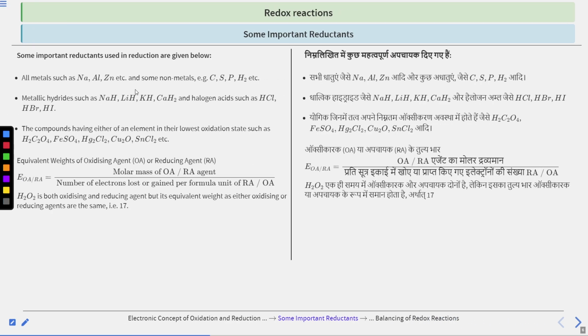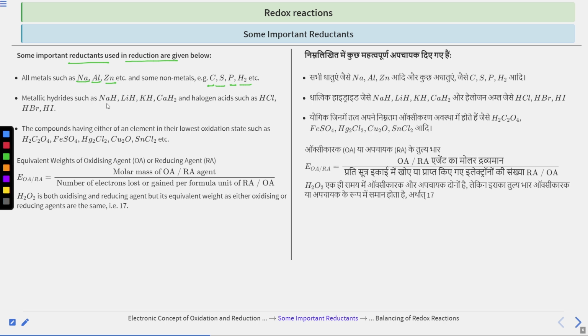Now, some important reductants used in the reduction process. All metals such as sodium, aluminium, zinc, etc., and some non-metals like carbon, sulfur, phosphorus, and the hydrogen molecule, etc., are used as reductants in the reduction reaction.